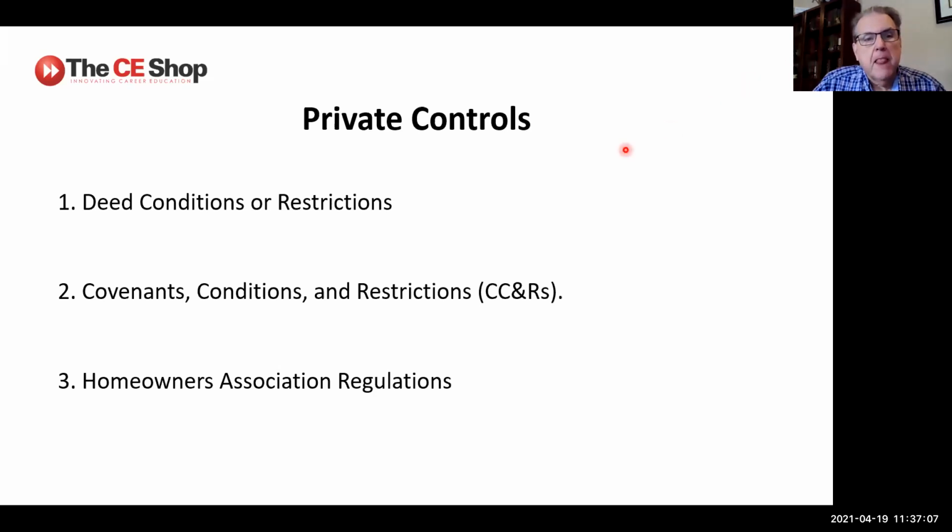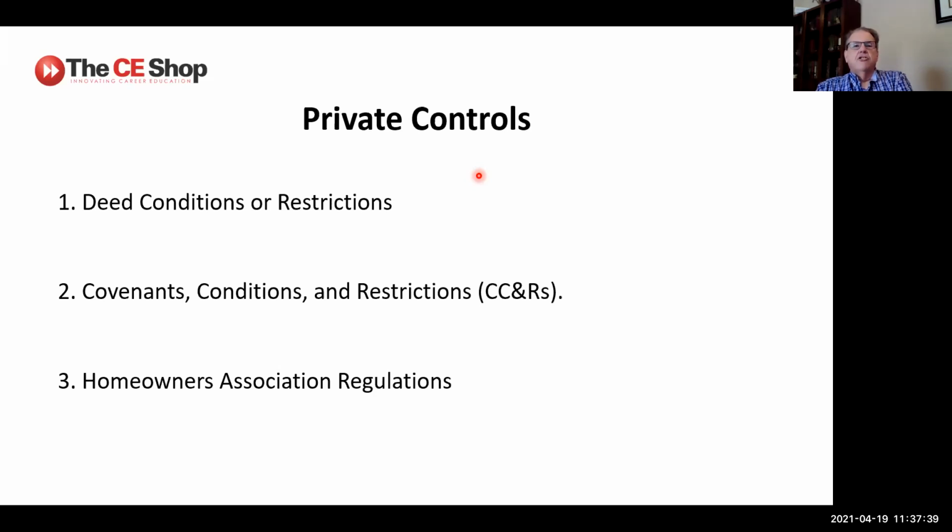So a deed condition is literally a condition placed on the deed. I am transferring title to the buyer. I'm the grantor. The buyer is the grantee. The buyer wants the title. To get the title, they must legally accept my deed. If they accept my deed, they have to accept the condition.